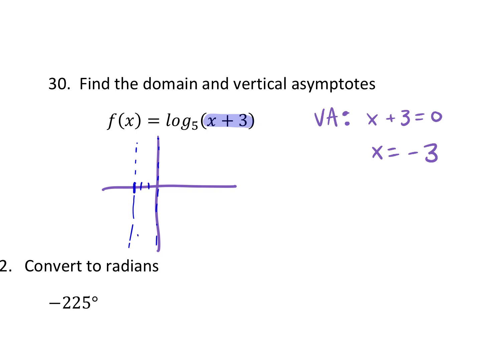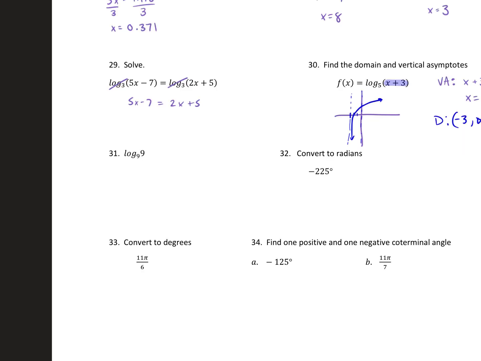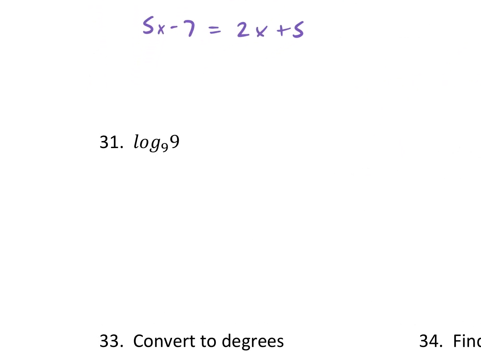So now our log function looks like this. What do you think our domain is here? Perfect, -3 to infinity. And they both get parentheses because we'll never touch that -3 asymptote. We get really, really close to it, but don't touch it. So both get parentheses. 31. What is log base 9 of 9? 1. Perfect.